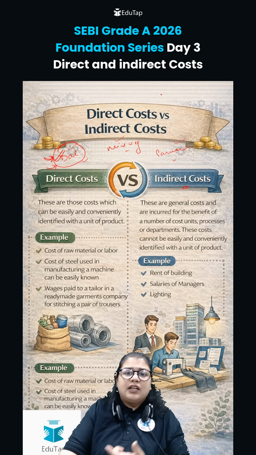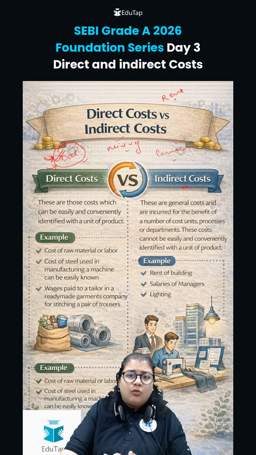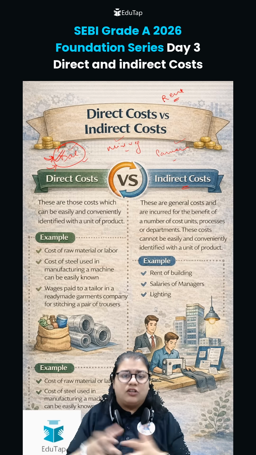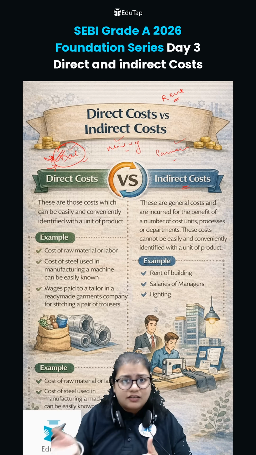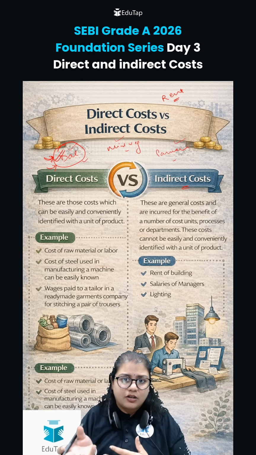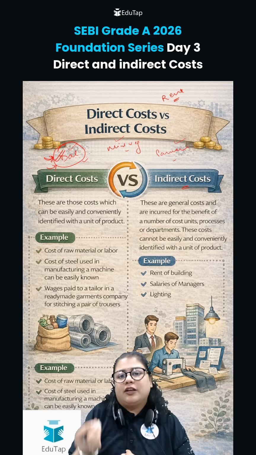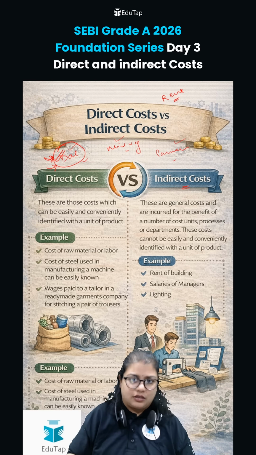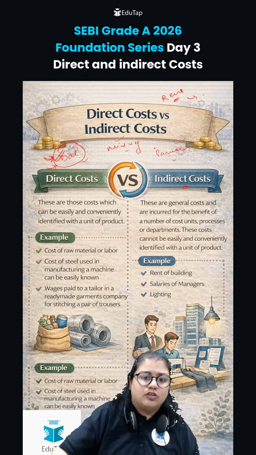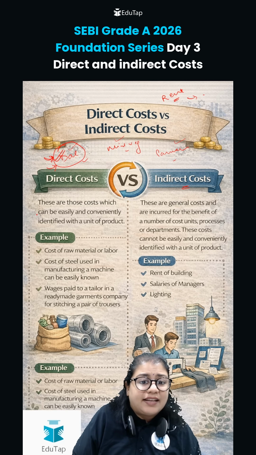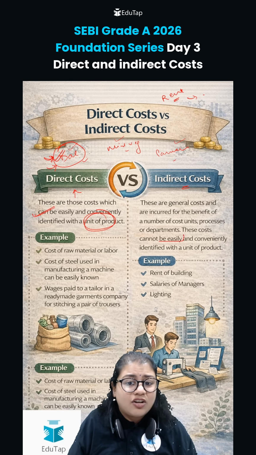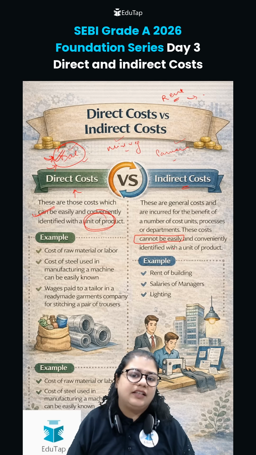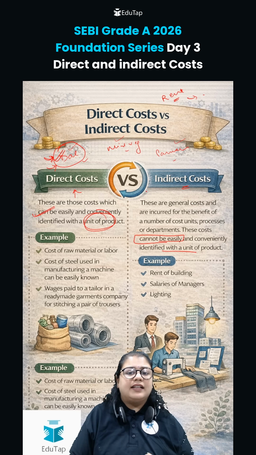Okay, similarly, when I talk about the rent of the factory or the building, that rent is given so as to cook so many things, to produce so many products. Hence this rent also cannot be attributed to any single product, so this will also be an indirect cost. So all those costs which I can easily identify with one unit of a product are direct costs, and indirect costs are those costs which cannot be easily identified with the unit of product.